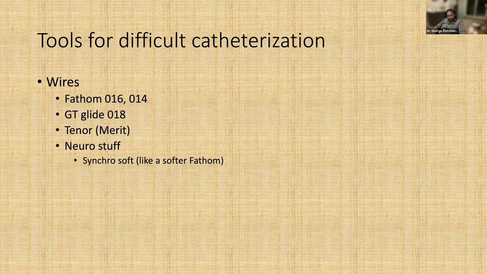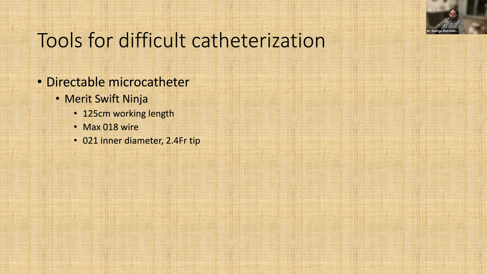These are some different wires. The SynchroSoft is like a Fathom but softer. So keep that in your toolbox if you're having issues advancing your wire because it is too tortuous. Make sure you have a SynchroSoft on the table. It's a nice neurowire, and a good tool for difficult catheterization.